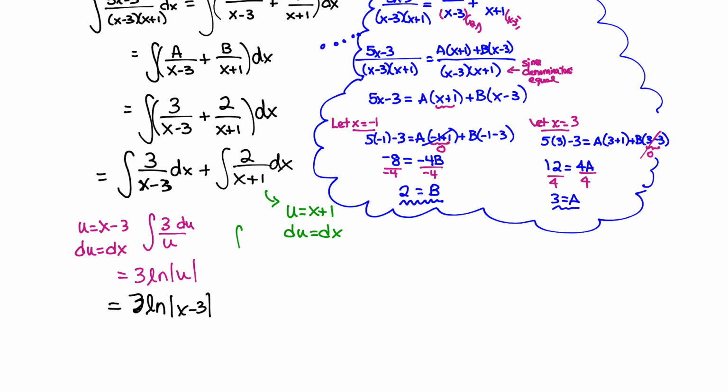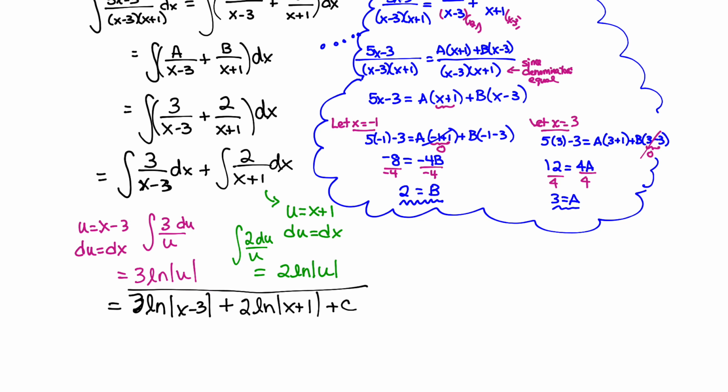So we do another u sub, and that's going to give us 2 du over u again. That's going to be equal to 2 times the natural log of the absolute value of u. And so when I go back to substitute, that's going to give me 2 times the natural log of x plus 1 plus c. Ta-da!